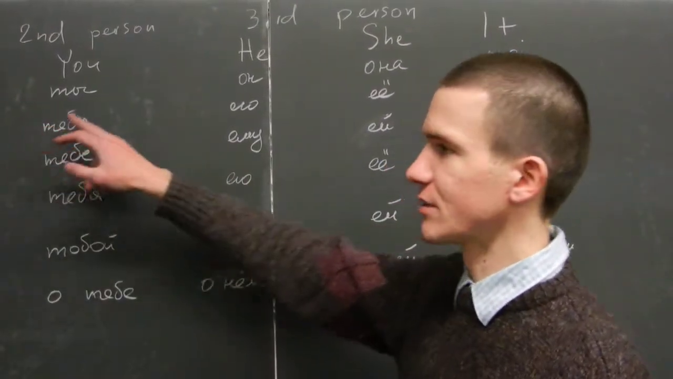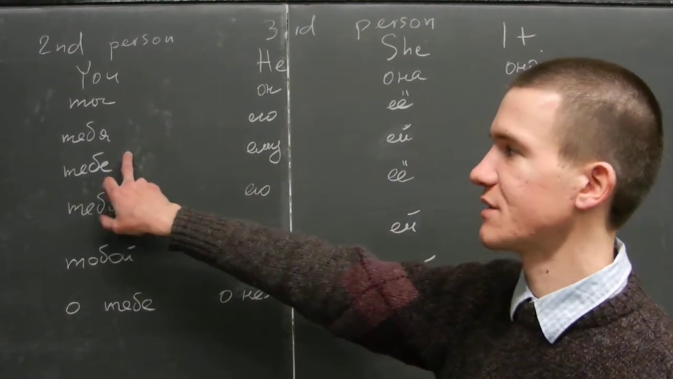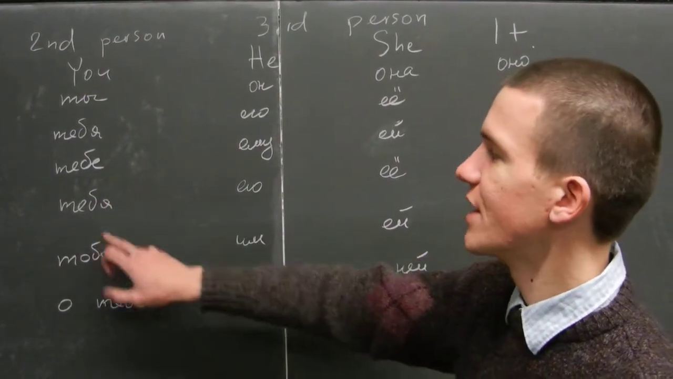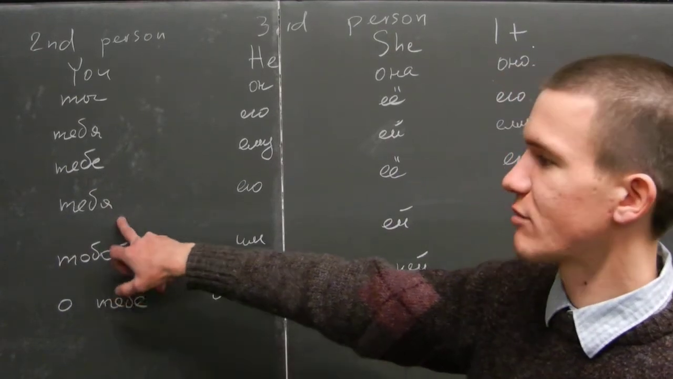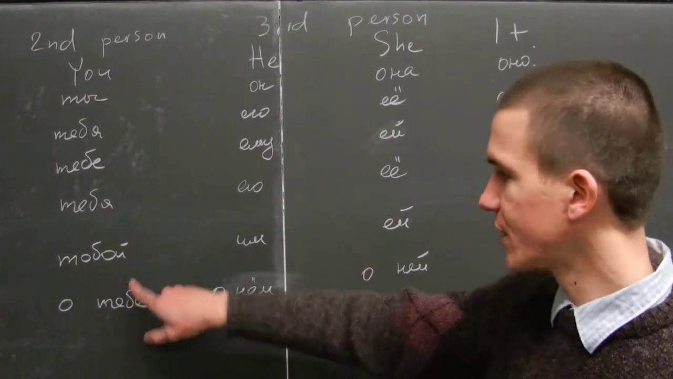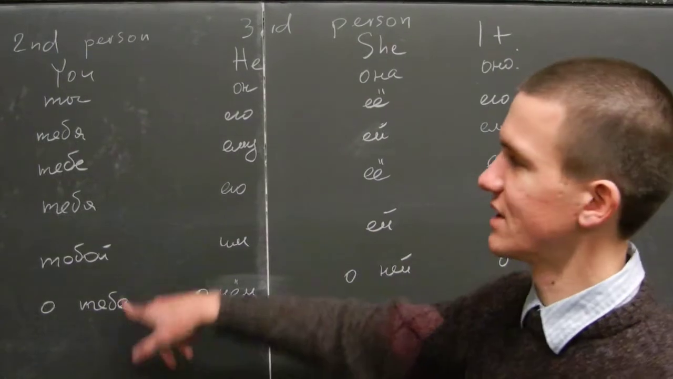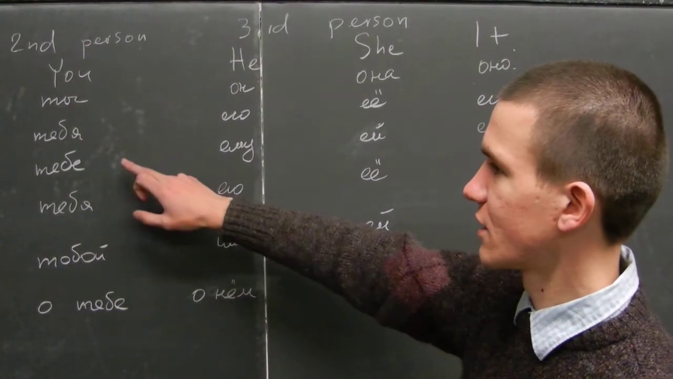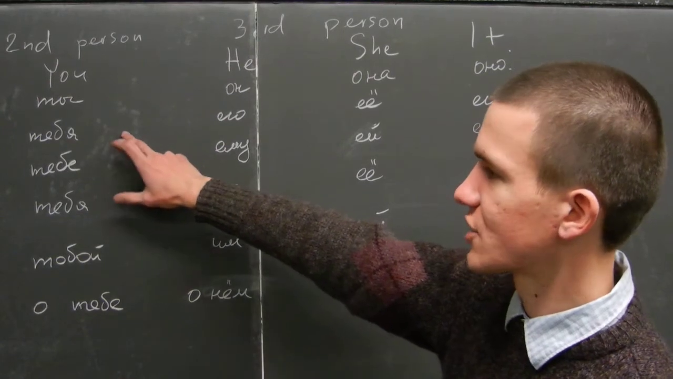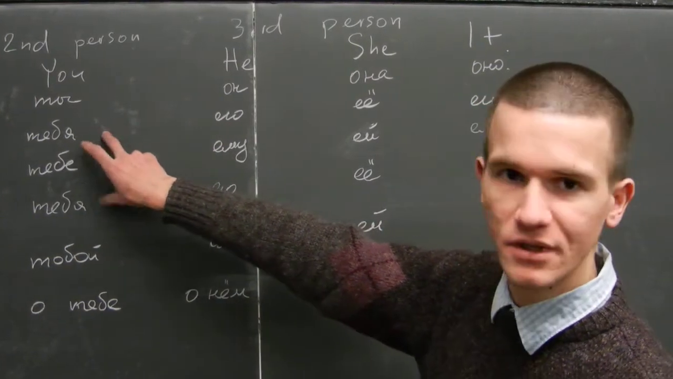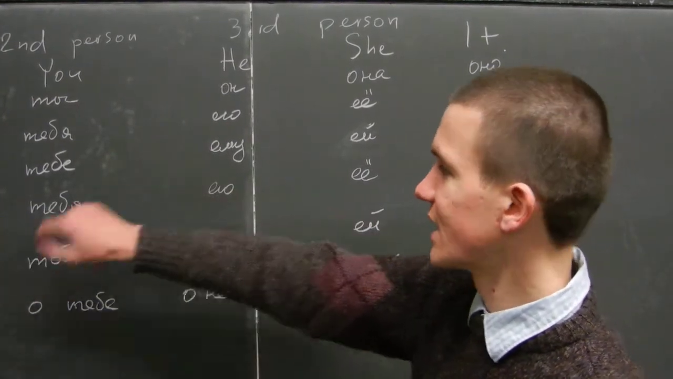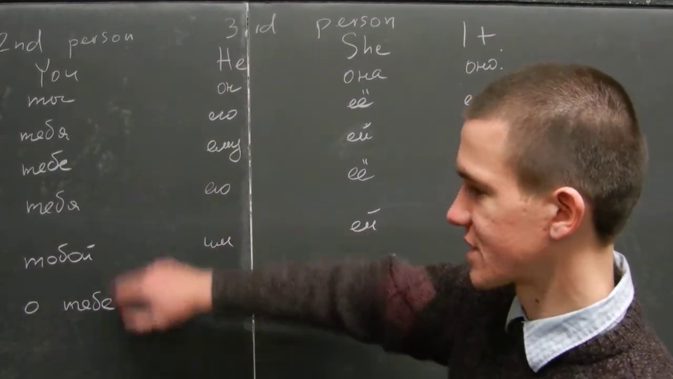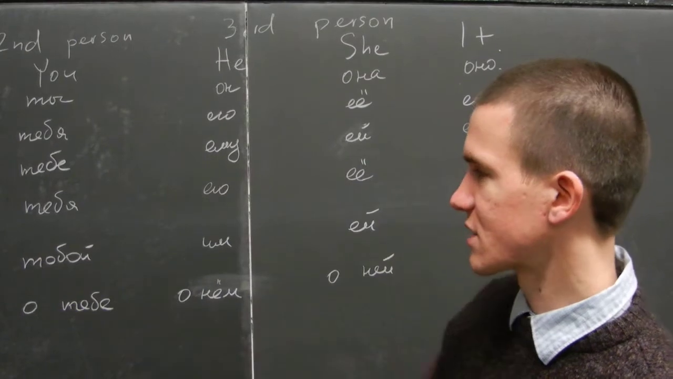So second person, let's go to see the second person. You. So nominative, ты, genitive, тебя, dative, тебе, accusative, тебя, instrumental, тобой, and prepositional, о тебе. Genitive and accusative are the same, тебя, and dative and prepositional are also the same, тебе, о тебе.